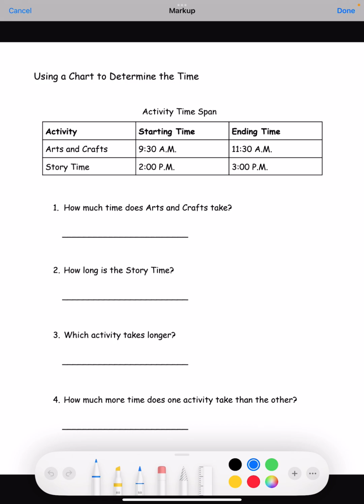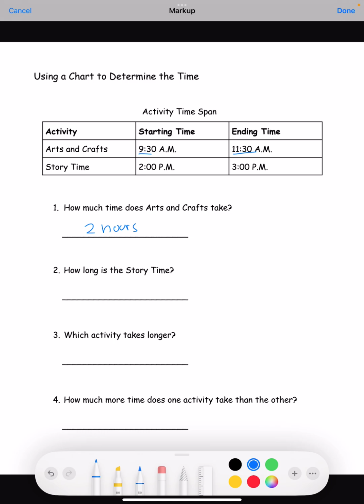Number 1, how much time does arts and crafts take? So arts and crafts started at 9:30 and it ended at 11:30. What is the difference between 11:30 and 9:30? 2 is the difference because 9 plus 2 is 11, and the minutes are the same, so the hours are the only thing that's changed. So 2 hours. It takes arts and crafts 2 hours.